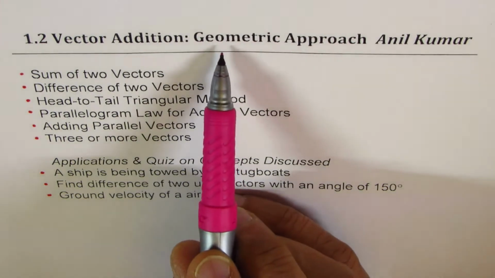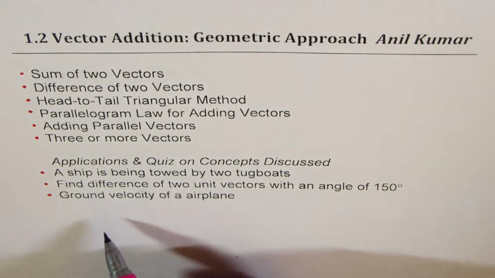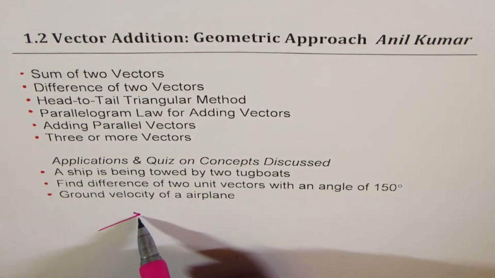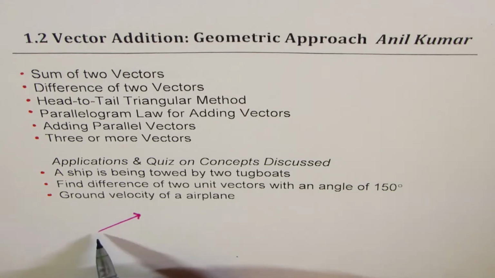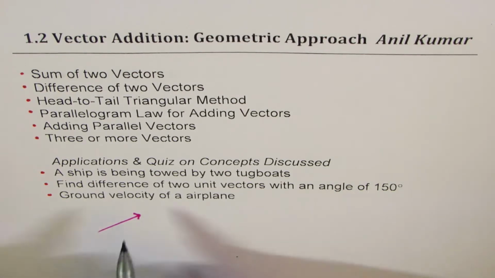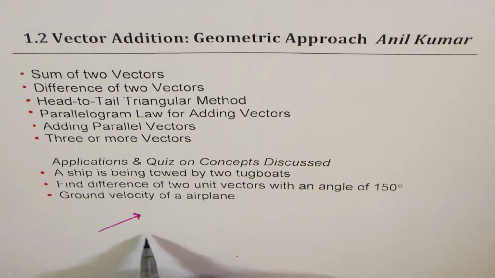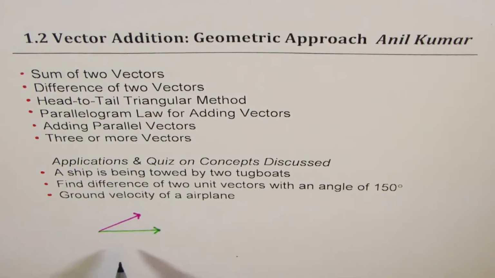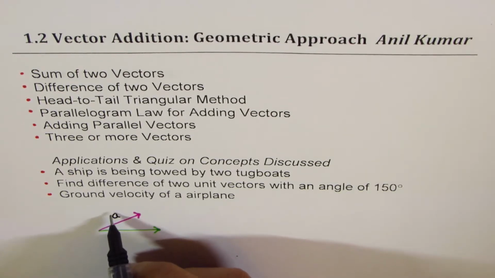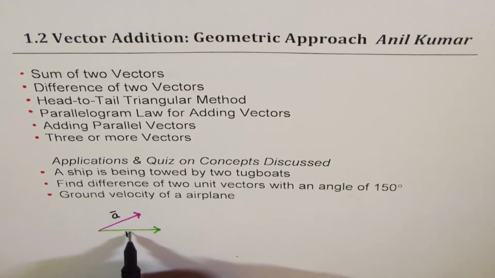So when I say geometric approach, I mean we'll be most of the time sketching our vectors, showing their magnitude with length, direction with arrow. So if I have two vectors kind of like this, we will see how to add or subtract them, right? So that's the key idea of this particular video.